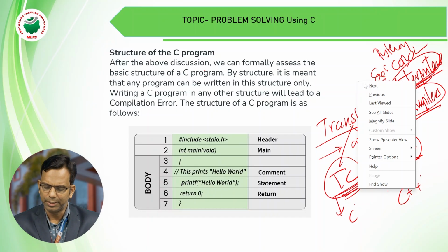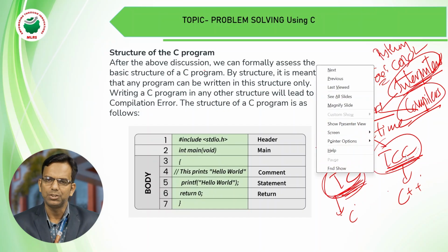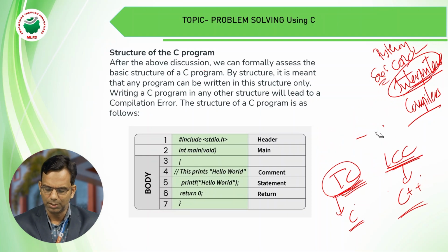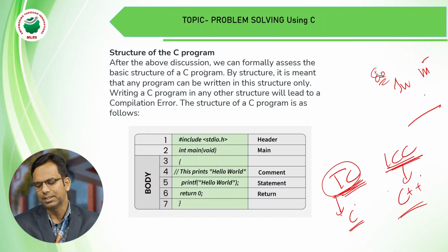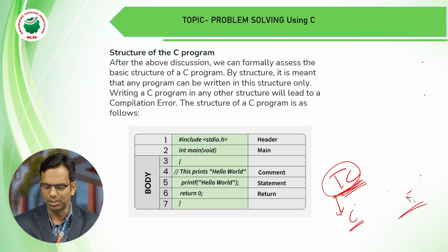So we have interpreters and we have compilers. Interpreters convert the program line by line, whereas compilers convert the entire program at one time. Examples of compilers are the Turbo Compiler and the Turbo C Compiler. The Turbo Compiler is for C language and the Turbo C Compiler is for C++. Clear? So this is about the translators. Translators play an important role in converting a program from one language to another language.